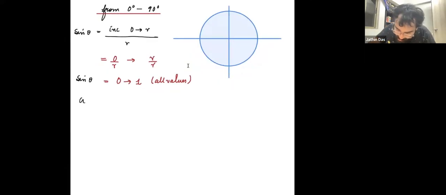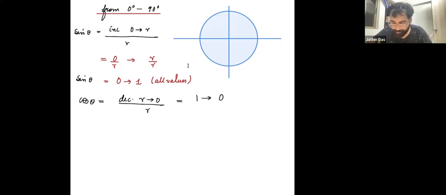Okay. Then think about cos. Cos is from the y-axis. So here, what is the distance from the y-axis? R. And here, when you reach 90 degrees, what happens? 0. So basically cos is decreasing from r to 0, divided by r. That means it is decreasing from 1 to 0. Okay, this is increasing, this is decreasing. So sine is done.